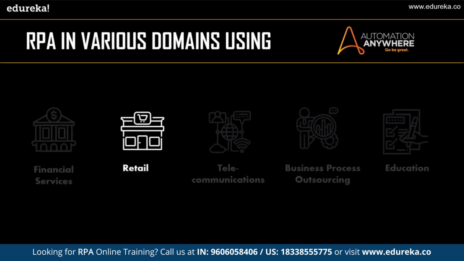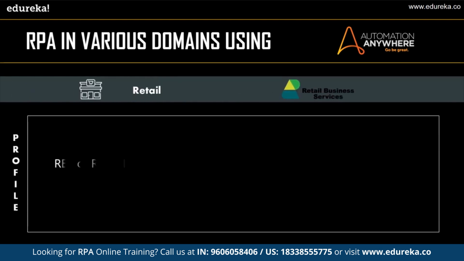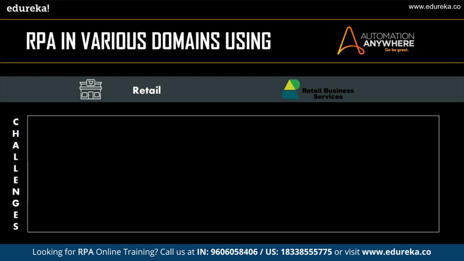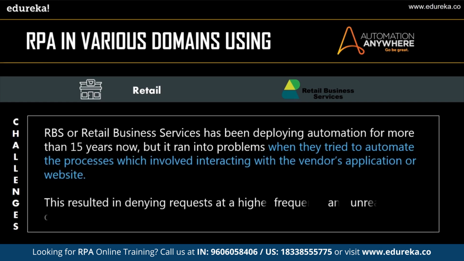Now let's move forward with the next domain, that is RPA in retail. To explain how RPA is used in retail, I'm considering RBS, or most commonly known as the Retail Business Services company, which is a branch of Ahold Delhaize USA, which provides services to Food Lion, Stop and Shop, Giant Food, Giant and Martins, Peapod, and Hannaford. Now, the challenge observed by RBS was that it had been deploying automation for more than 15 years, but it ran into problems when it tried to automate processes which involved interacting with the vendor's application or website. This resulted in denied requests at a higher frequency and unreasonable cost.